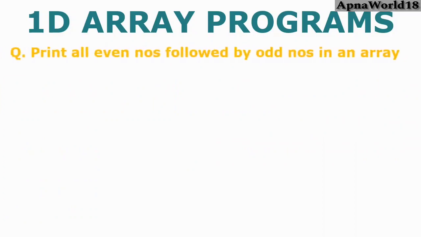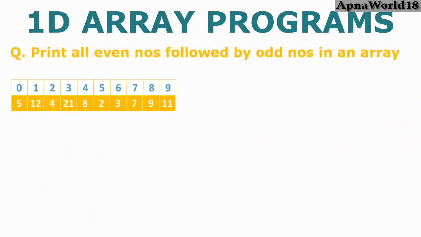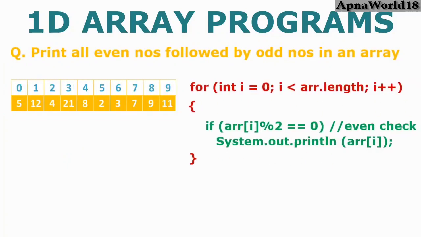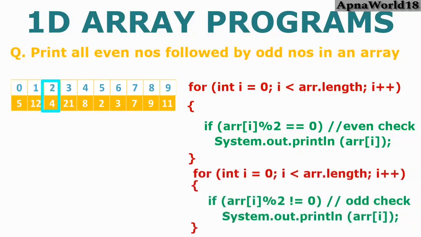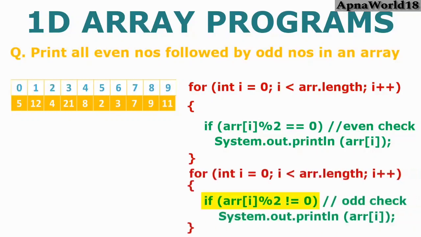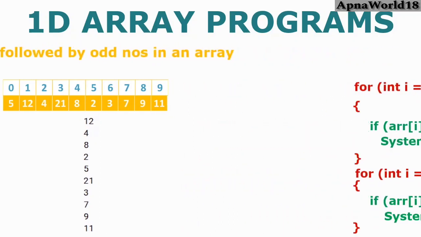The program could be to print all even numbers followed by the odd numbers. Here we need to do one full traversal to print all even numbers and then one more traversal which has an if condition for odd number check to print all the odd numbers. This gives us the program and the required output.